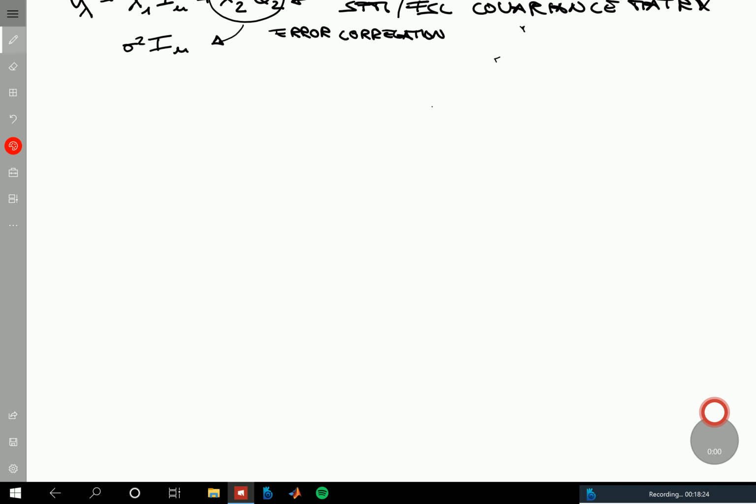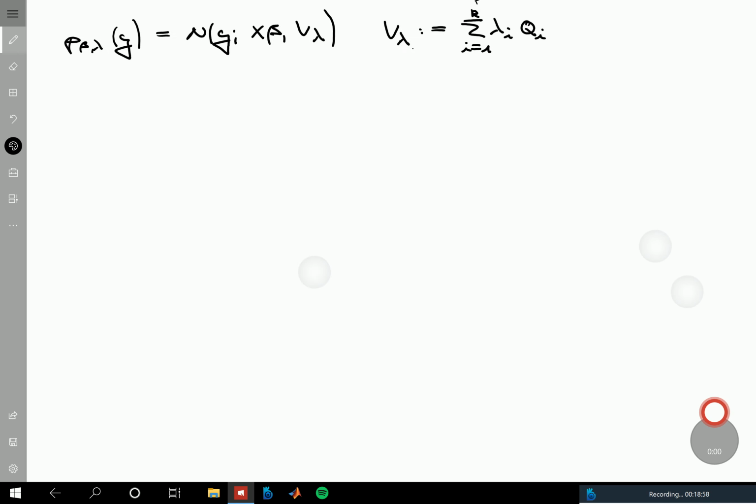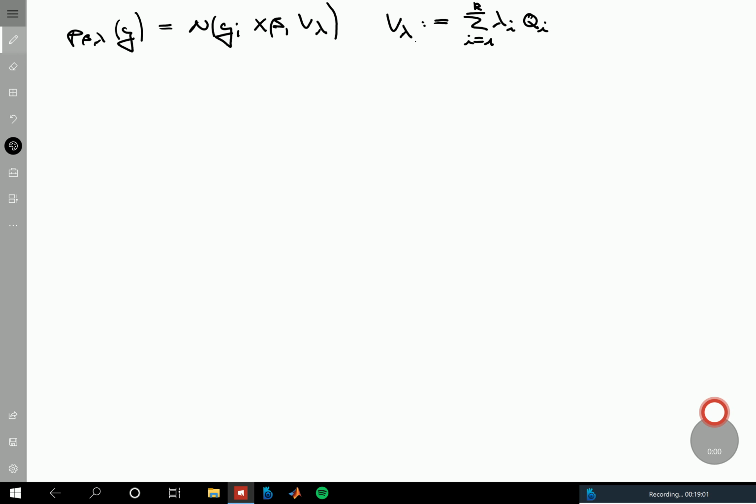So to summarize this very quickly, you can of course just write the covariance component GLM as P of beta, lambda given the data is a multivariate normal with X beta and V lambda. The V lambda is the sum of lambda_i Q_i. If you don't go into details about it, you can briefly formulate it like this.